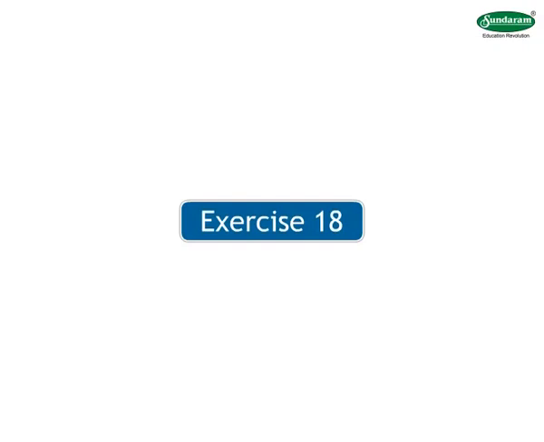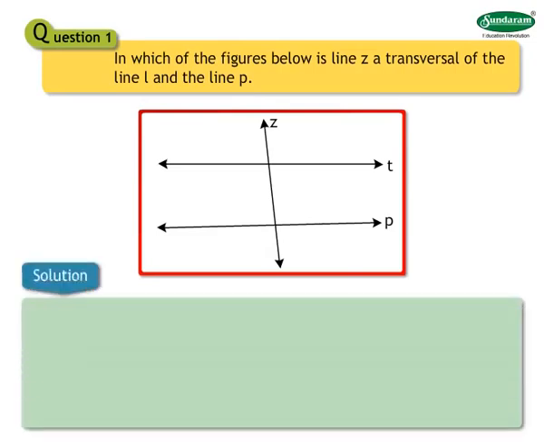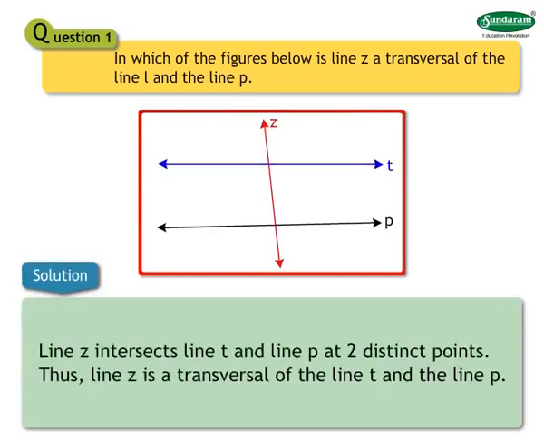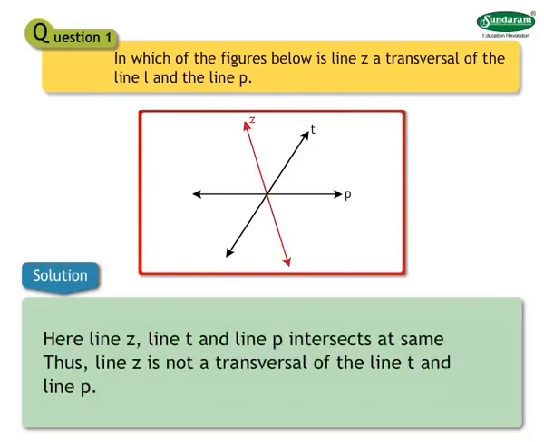Now let's solve exercise 18. Question 1. In which of the figures below is line Z a transversal of the line T and the line P? Solution. Look at figure 1. Line Z intersects line T and line P at two distinct points. Thus, line Z is a transversal of the line T and the line P. Look at figure 2. Here, line Z, line T and line P intersect at the same point. Thus, line Z is not a transversal of the line T and the line P.